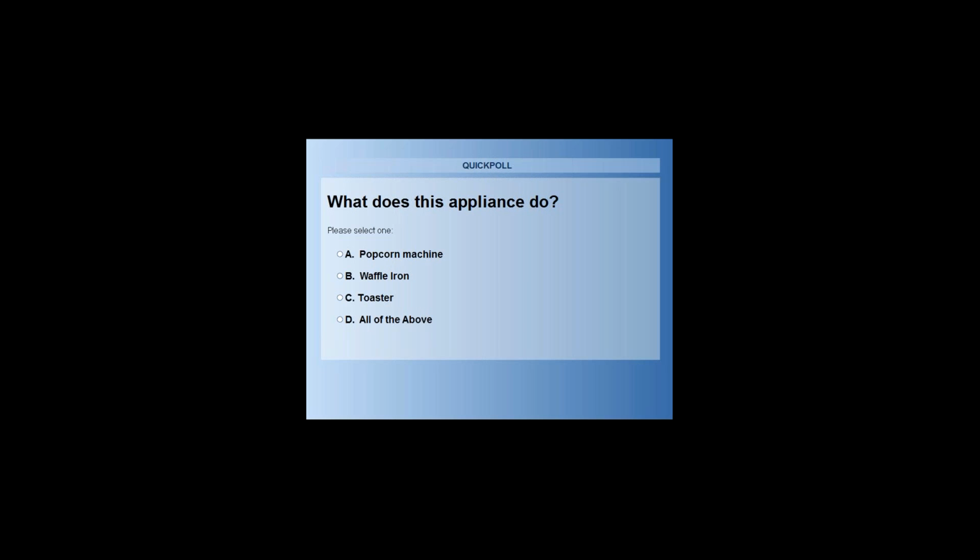Okay. So we've got a couple of things coming in over here, and it looks like a race between D and B right now. A couple of other people venturing guesses on A and C. Okay, I think we've got all our votes over here. So the count was 8% for the popcorn machine, 33% for the waffle iron, 11% for the toaster, and 48% D, all of the above. And believe it or not, it is D. So it was a 3-in-1 device.